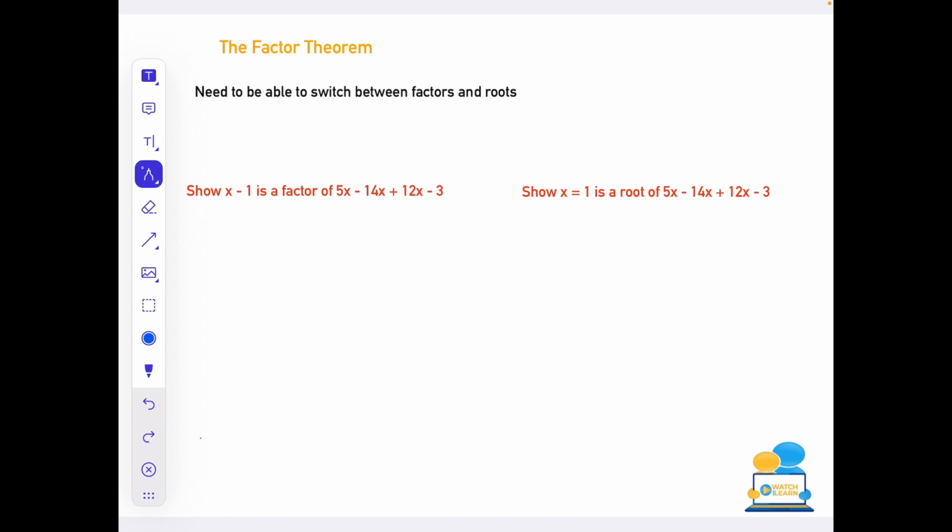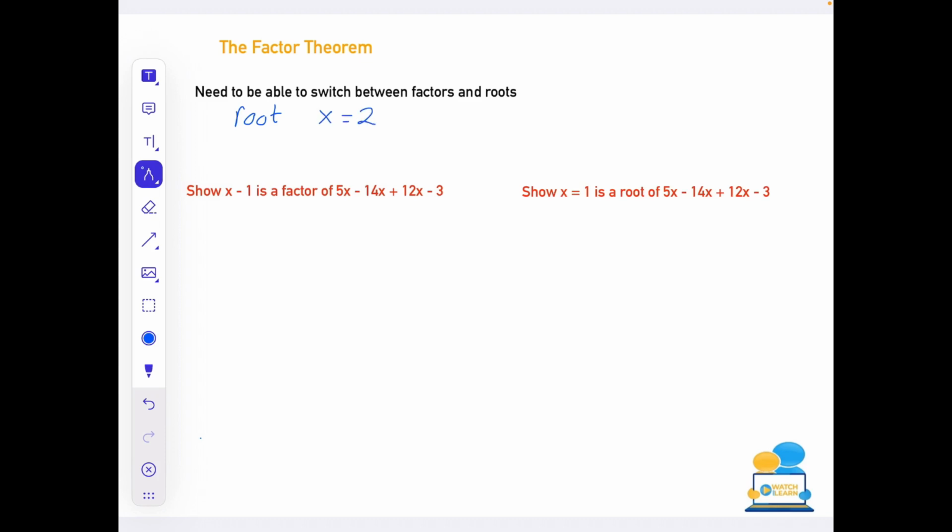Now, into the factor theorem. Now that we have a rough idea of what a factor is, what we need to be able to do is switch between factors and roots. We're going to talk more about them in a while, but first we're just going to do an example of switching between them. So if I have a root, we don't really know what a root is yet, we'll come to that, but just bear with me for a second.